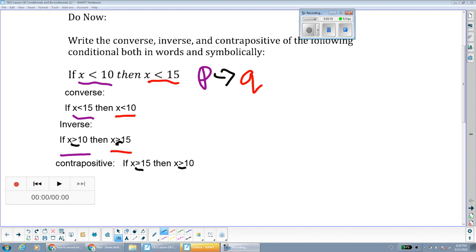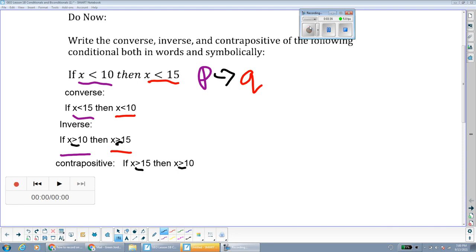We are talking about the 15 first instead of last, and we have the greater than or equal to sign that's negated from the original less than sign. The conclusion is talking about the 10 that switched order from the original. And the sign changed because we are negating it. So instead of having the original less than sign, we have a greater than or equal to sign.